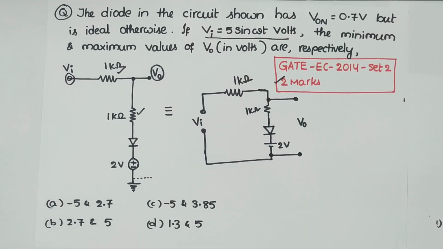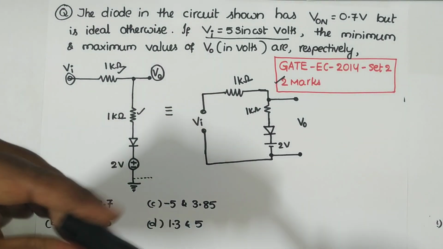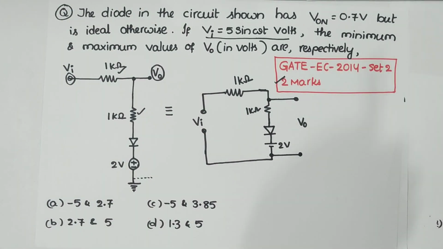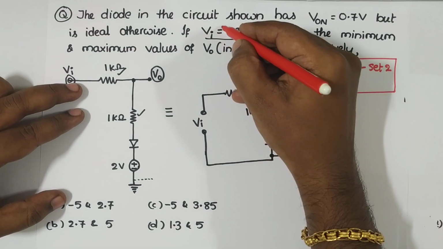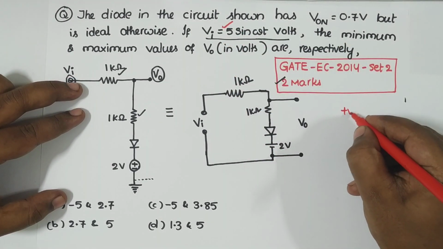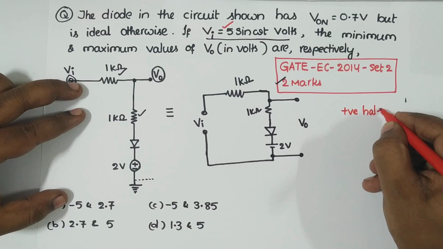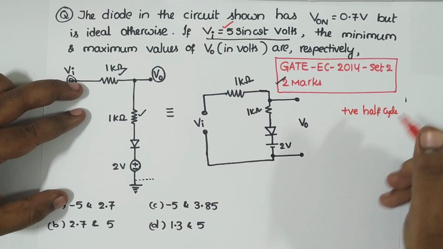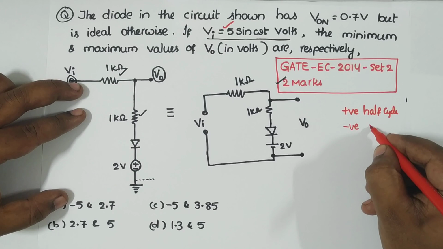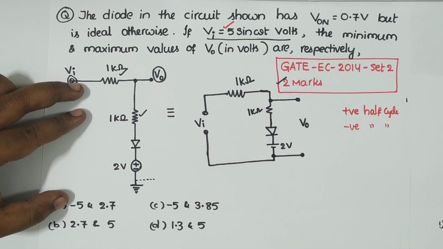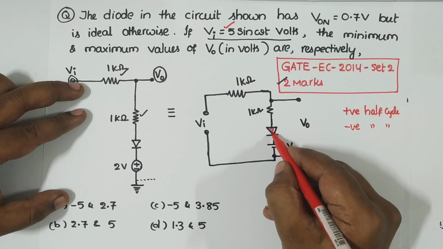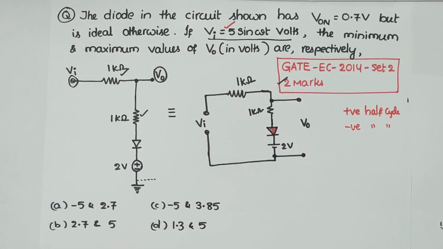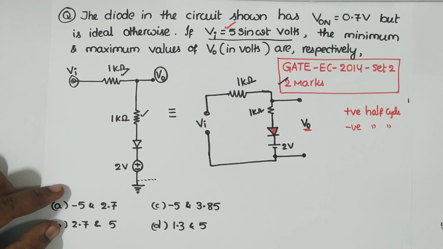Now we will start solving this. As it is a sine voltage, check with the positive half cycle and the negative half cycle. In the positive half cycle, see how the diode is behaving, and in the negative half cycle, again see how the diode is behaving. Based on that we can find the minimum and maximum values for this voltage V0.